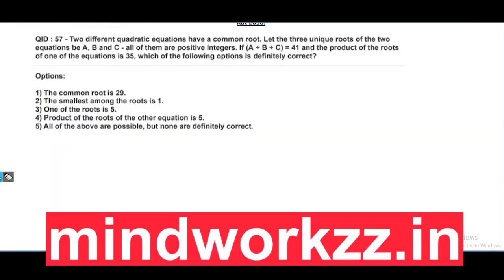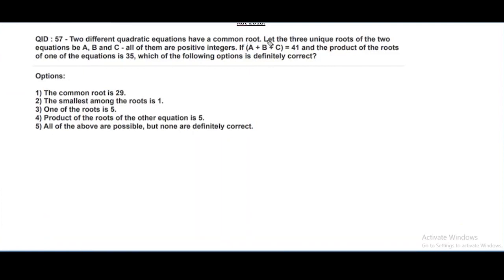In 2018, there were only 2 questions based on algebra. There are 2 quadratic equations that have a common root. Let the 3 unique roots of the 2 equations be a, b, and c. All of them are positive integers. If a plus b plus c is 41 and the product of the roots of one of the equations is 35.